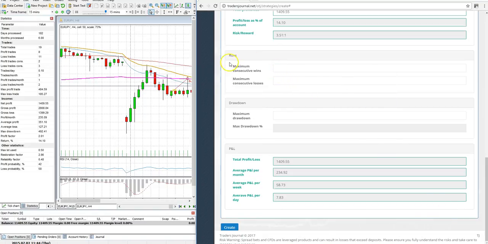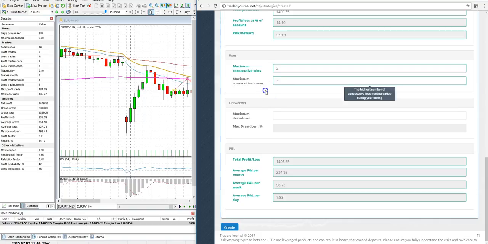Now then, runs. Runs are consecutive wins and losses. So again, back over to this brilliant piece of Forex Tester software, and we're looking at maximum consecutive wins, which, there we are. Profit trade cons. So that's consecutive profit trades. So 2 wins, 3 losses. 2, 3. Now then, why does this matter?